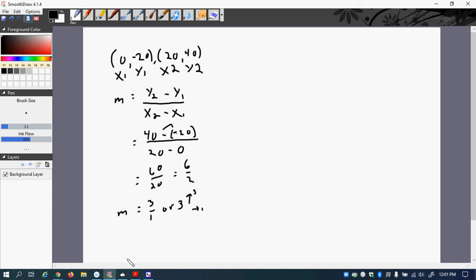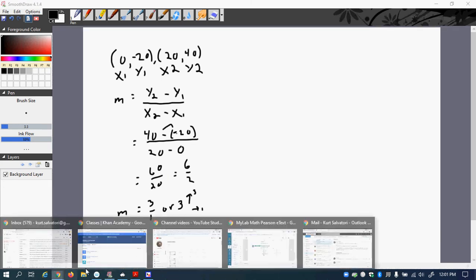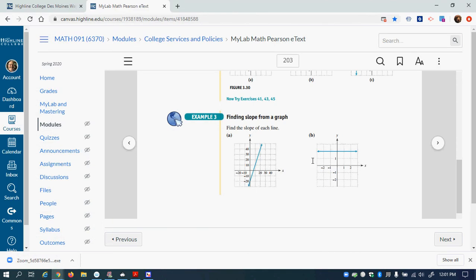If I'm looking at the other picture, let's go to that one. Here it is. I can pick two points here. I can pick (-2, 2) and (2, 2). But I see already that it's a horizontal line, it's flat. I should get 0 as a slope. So let's make sure that that's what it comes out to being in the end.